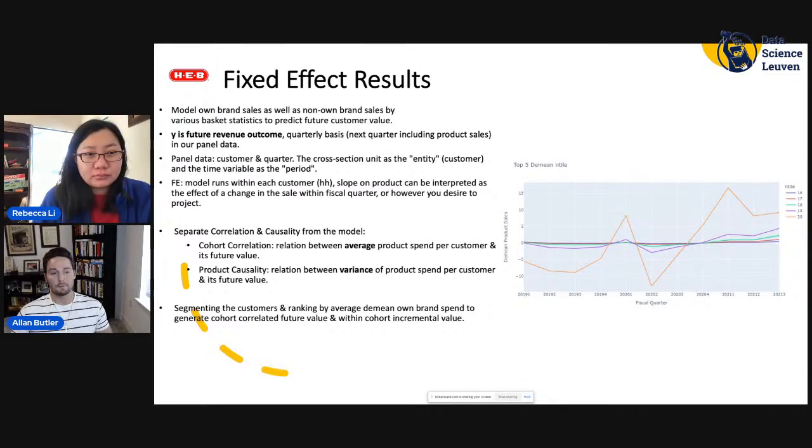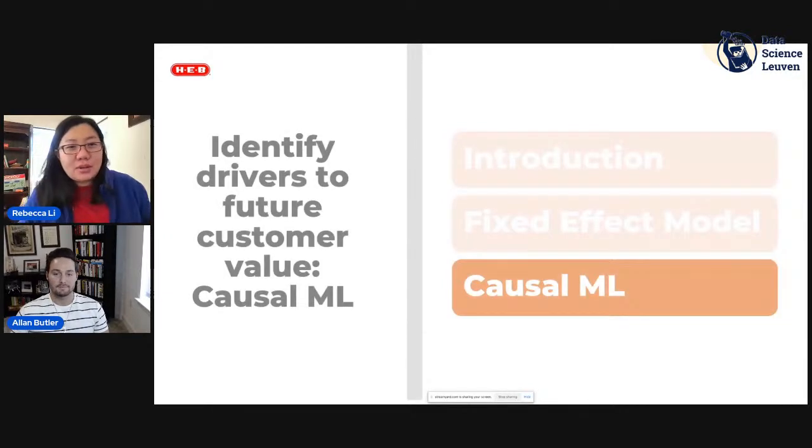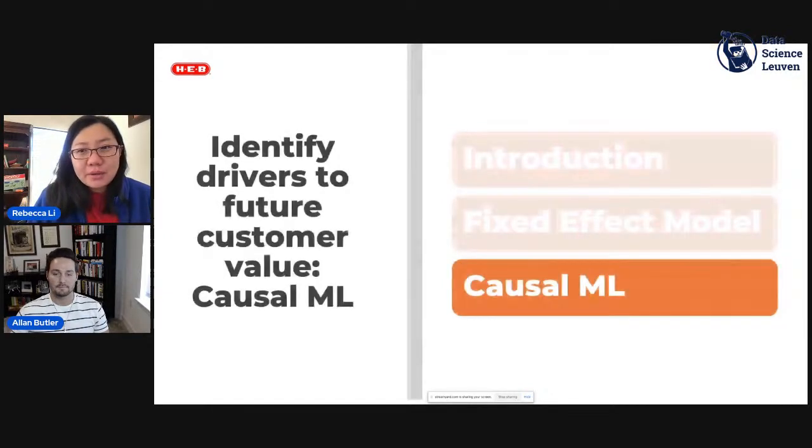I'll now turn the time back over to Rebecca so she can cover causal ML. Thank you, Alan. So we will jump to the causal ML.